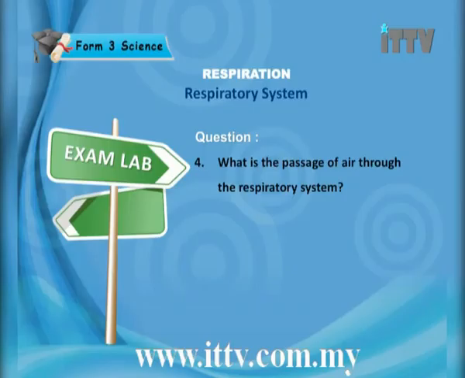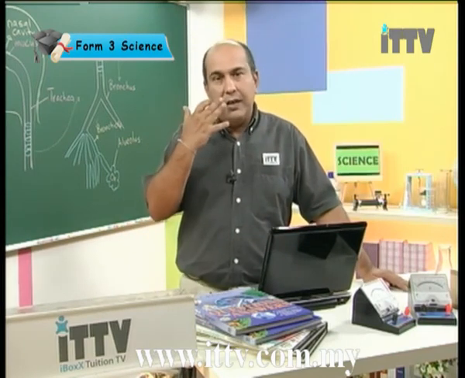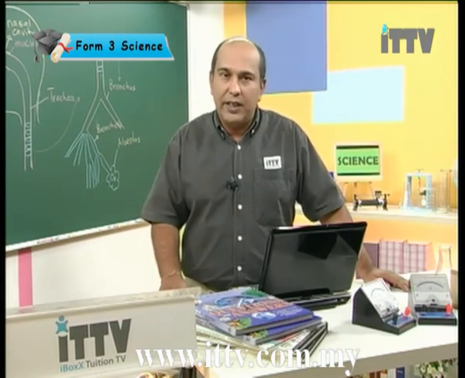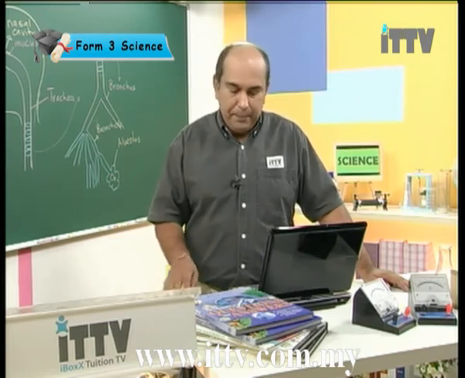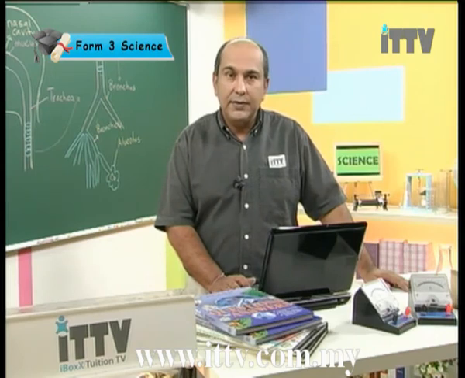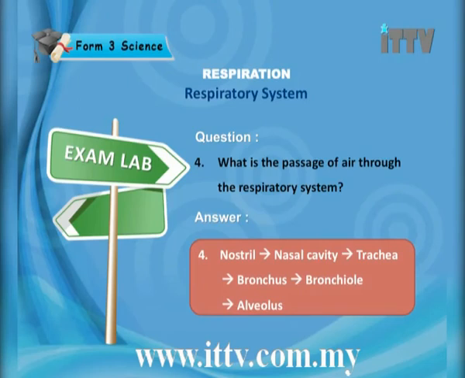What is the passage of air through the respiratory system? We've just had a look at it. Try to recall it. Start from the very beginning, second place, third place, fourth, fifth, sixth. There's 6 areas that we need, or 6 stops along the pathway. Take your time, write it down. Okay, let's compare our answers. The pathway is nostril, nasal cavity, trachea, into the bronchus, bronchiole, and finally the alveolus.